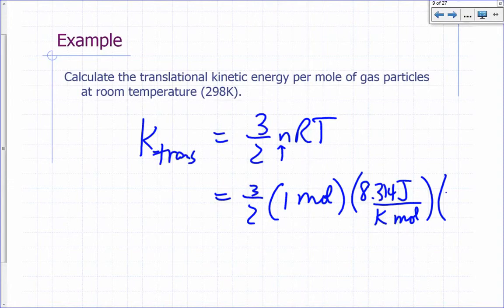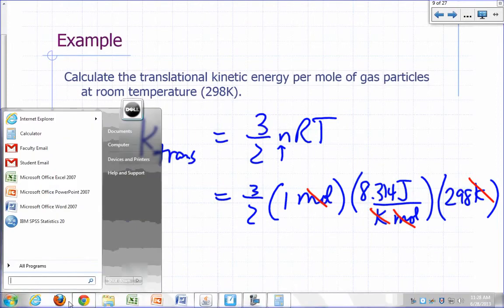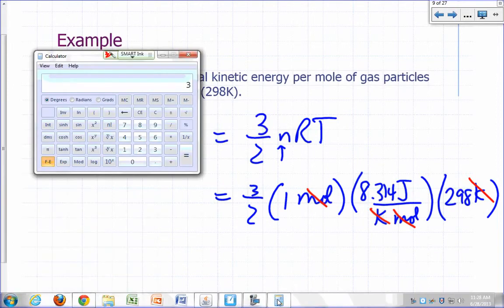And the temperature is 298 Kelvin. So Kelvin cancels out, mole cancels out. That gives you the translational kinetic energy in joules of 1 mole. So let's solve for that. 3 halves, 3 divided by 2 is 1.5. Make this in regular notation. Times 8.314 times the temperature of 298.